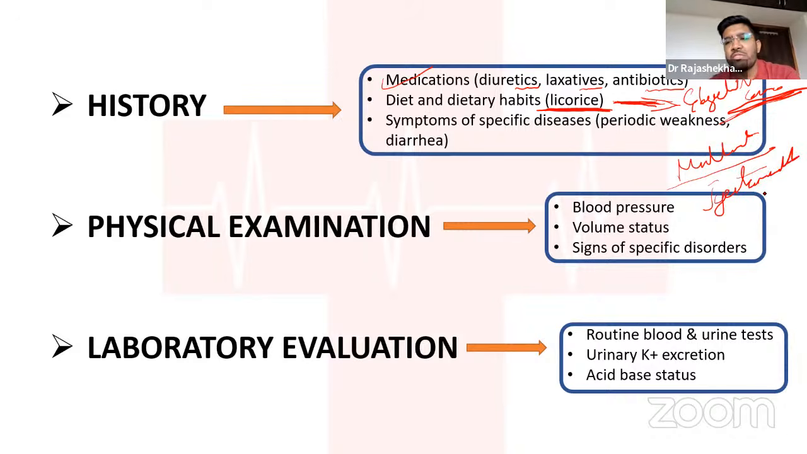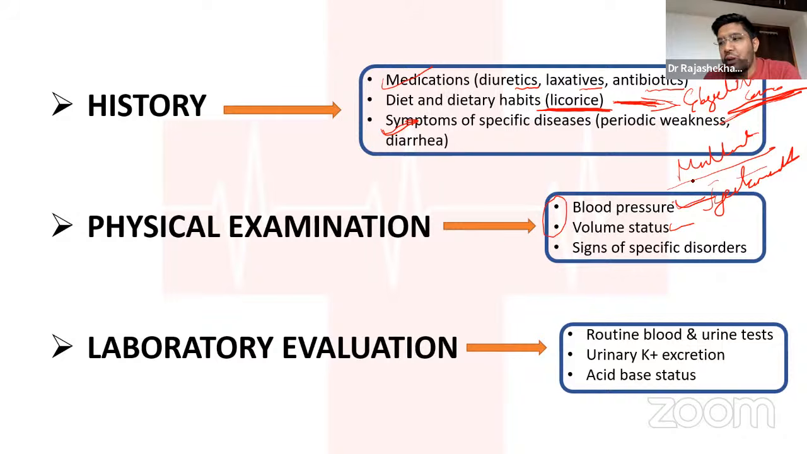So people tend to consume this for peptic ulcer disease, as an immune booster, etc. So this licorice directly inhibits the enzyme called 11-beta hydroxysteroid dehydrogenase, which usually converts cortisol to cortisone. So inhibition of this can increase the concentration of cortisol, causing mineralocorticoid activity. And look for symptoms of specific diseases like diarrhea, periodic weakness, vomiting, etc. Then directly in the physical examination, you need to check two very important things, that is the volume status and the blood pressure. If the blood pressure is normal, then two or three conditions are definitely ruled out.